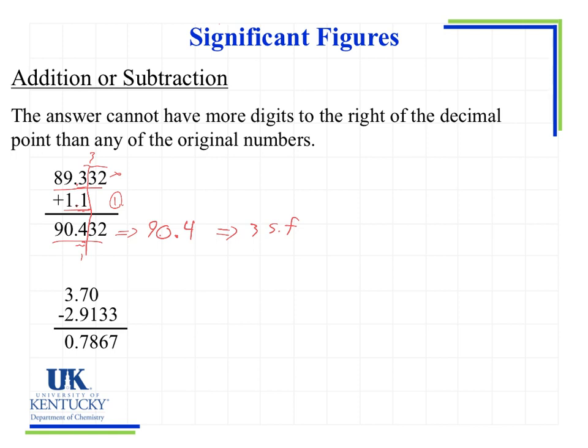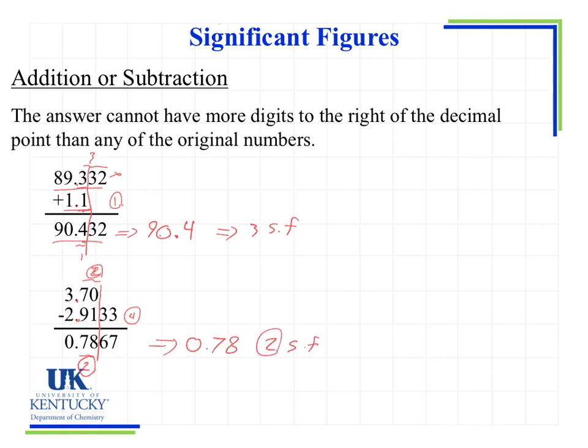Let's see the bottom example. This is a subtraction. Again, the same thing. First, you line them up at the decimal point. You do your subtraction, and then you drop to the lowest number of decimal places. This one has 2, this one has 4, so the answer should have 2 decimal places. How many sig figs does it have? It has 2 sig figs.